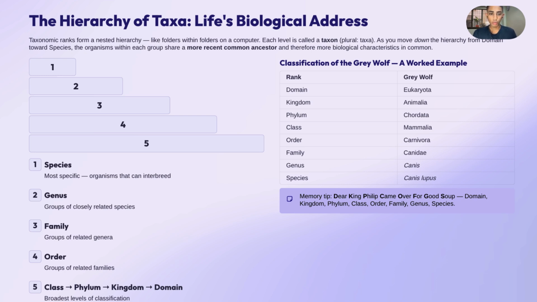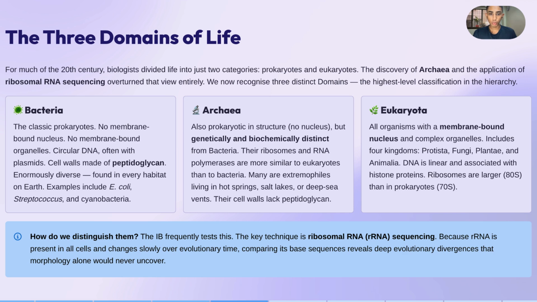For a long time, we thought life was just split between prokaryotes and eukaryotes, but molecular biology changed that view. We now recognize three distinct domains: bacteria, archaea, and eukaryota. Bacteria are your classic prokaryotes with no nucleus. Archaea often look like bacteria and live in extreme environments, but the DNA machinery is actually more similar to ours. Eukaryota includes everything with a nucleus, from plants and fungi to animals like us.